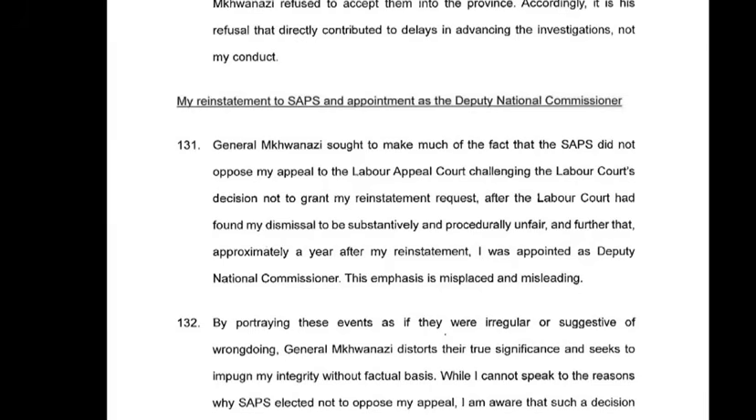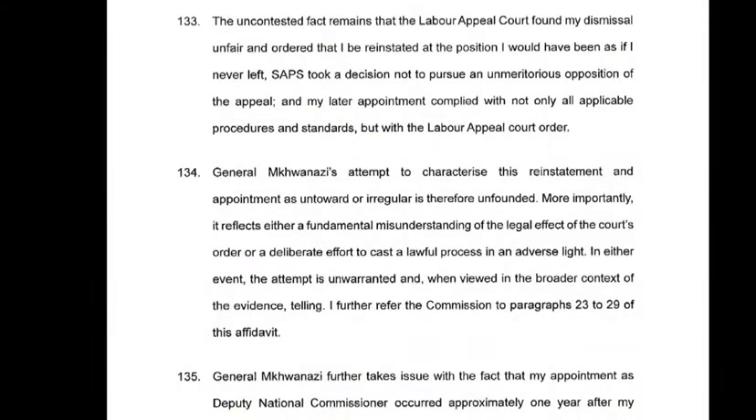The uncontested fact remains that the Labour Appeal Court found my dismissal unfair and ordered that I be reinstated at the position. I would have been as if I never left. SAPS took a decision not to pursue an unmeritorious opposition of the appeal, and my later appointment complied with not only all applicable procedures and standards, but with the Labour Appeal Court. So, Labour Appeal Court order. The Labour Appeal Court order, yes. That's the Labour Appeal Court order. The Labour Court actually ruled in my favor, but didn't reinstate.